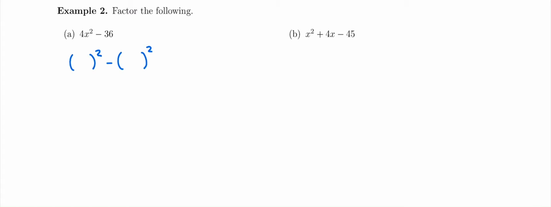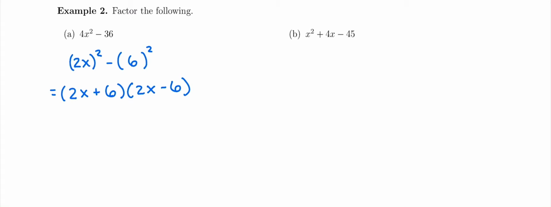So let's do both methods. If I'm thinking about difference of two squares, I have to think of what squares to be 4, which would be 2, what squares to be x squared, which would be x, and then what squares to be 36, which would be 6. So I can write this as 2x plus 6, 2x minus 6.